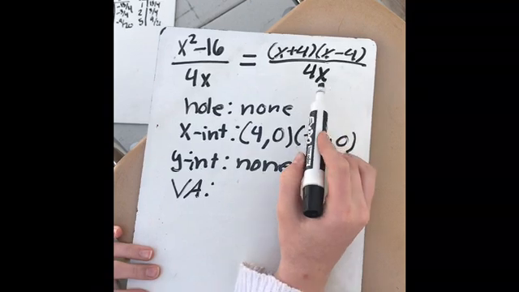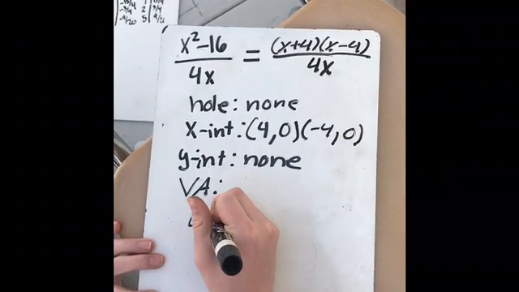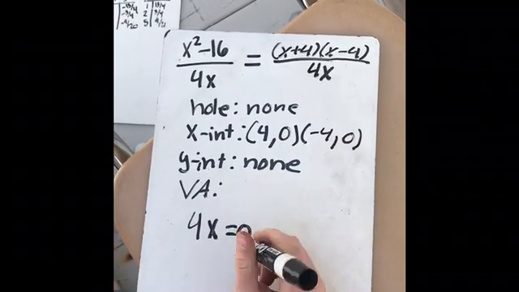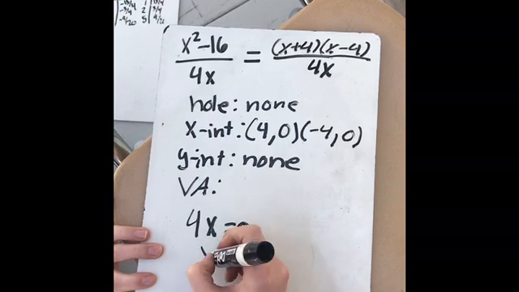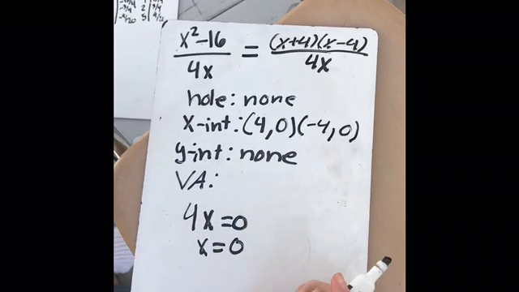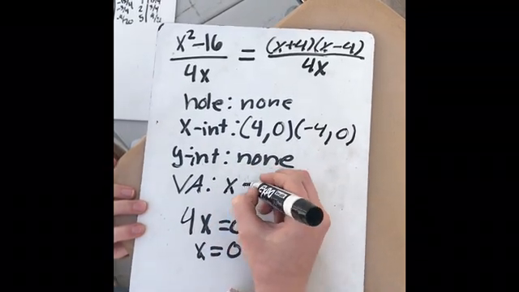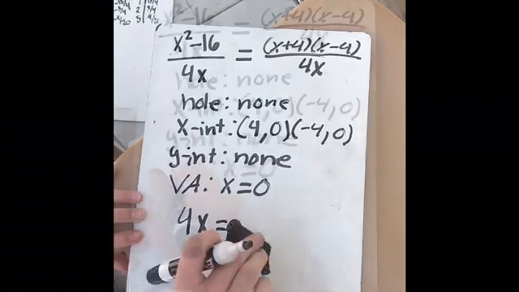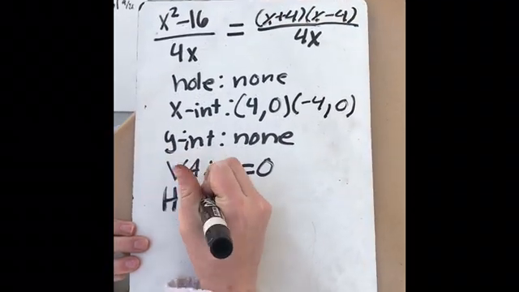Alright, next we have the vertical asymptote. We do that by setting 4x equal to 0, and we divide by 4 on either side, so that gets us x equals 0. So x equals 0 for the vertical asymptote. Next we have the horizontal asymptote.